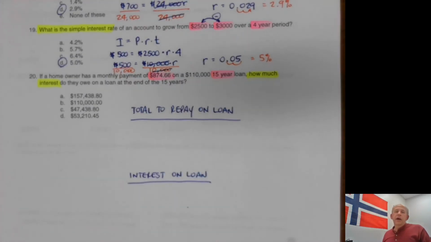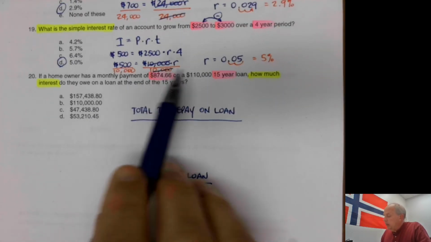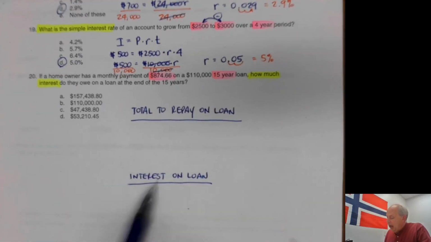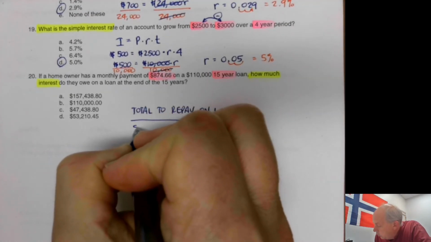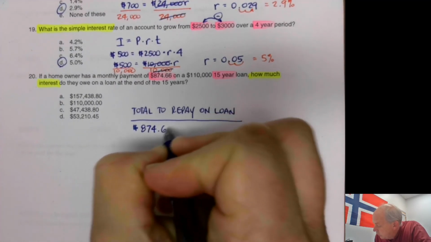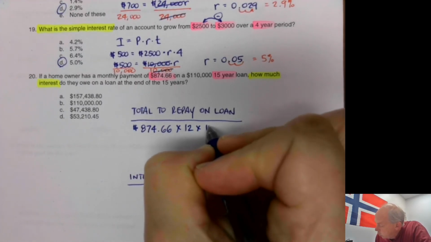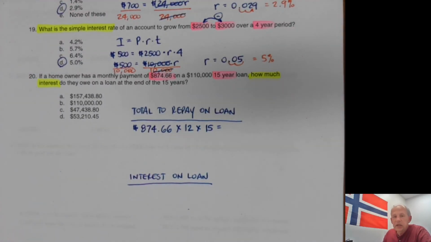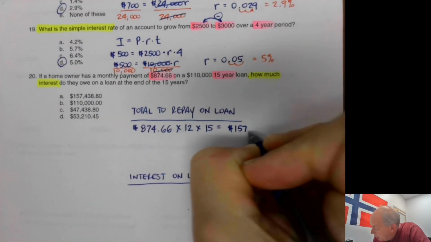Last problem on the review. We want to figure out how much interest is on a loan given these conditions. There's your monthly payment. It's 15 years. How much interest am I going to pay over the life of the loan? The total that I'm going to pay on this loan is $874.66. I'm going to write the check 12 times for 15 years for paying off this loan and for the right to live in the home.